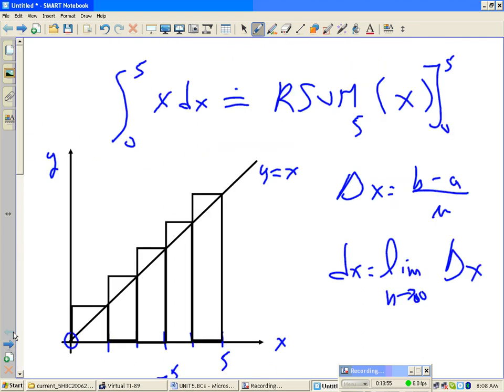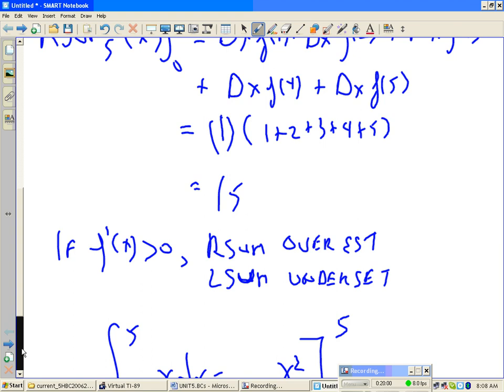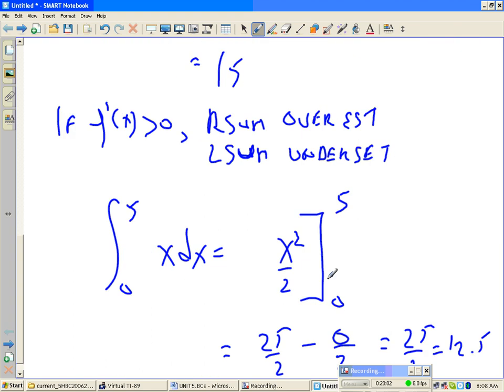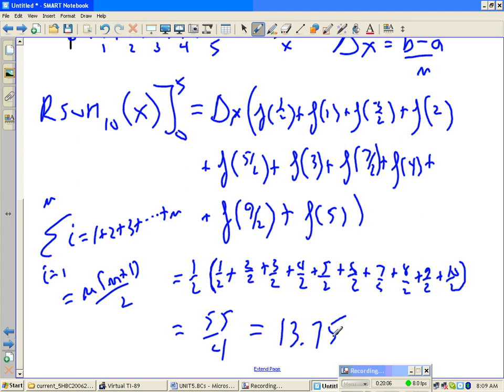All right, now notice what's happening. We started with an estimate of 15, right? We know the answer is supposed to be 12.5, but we're not supposed to know that. And now our estimate is 13.75. Is it getting better? By half. As n gets bigger and bigger, the number of rectangles increases and the error gets smaller and smaller. You're approaching this as a limit from above. This is a limiting process, okay?